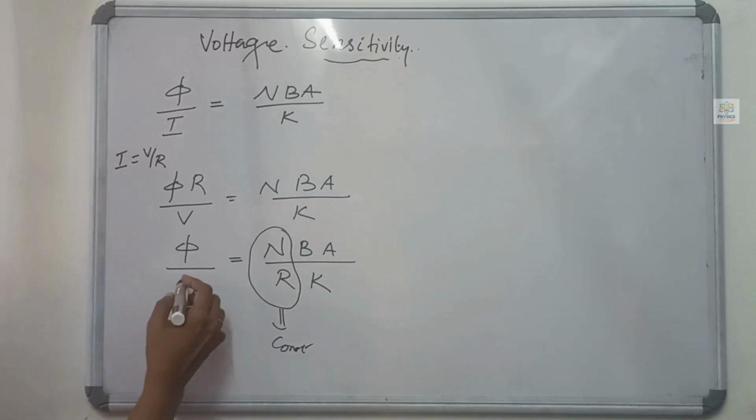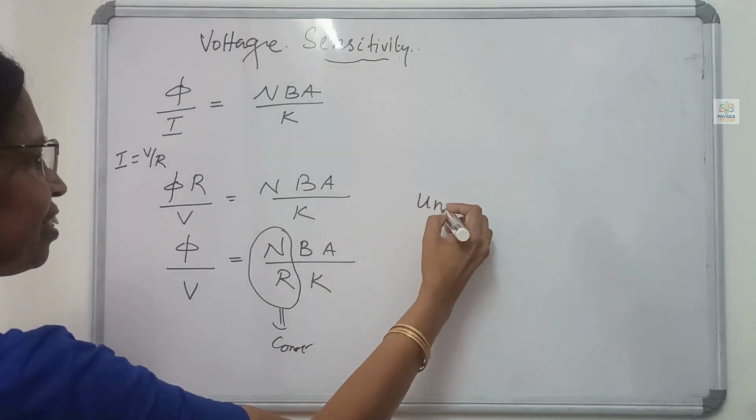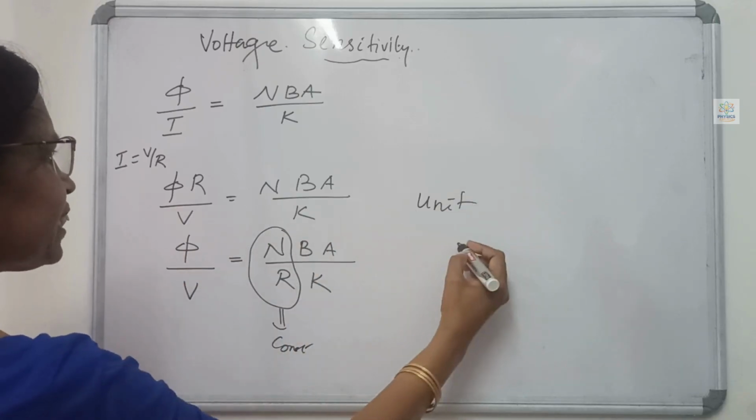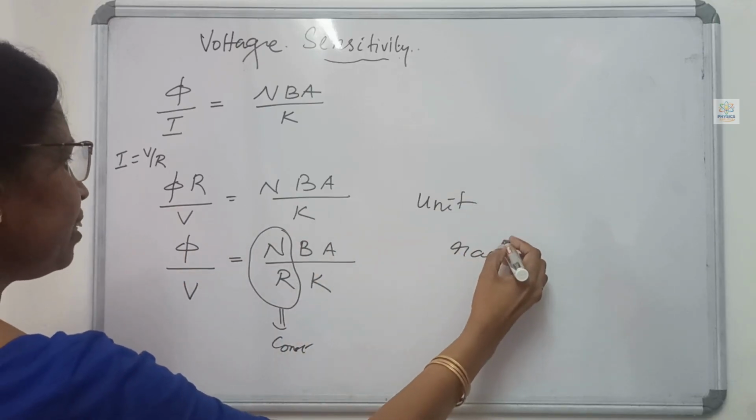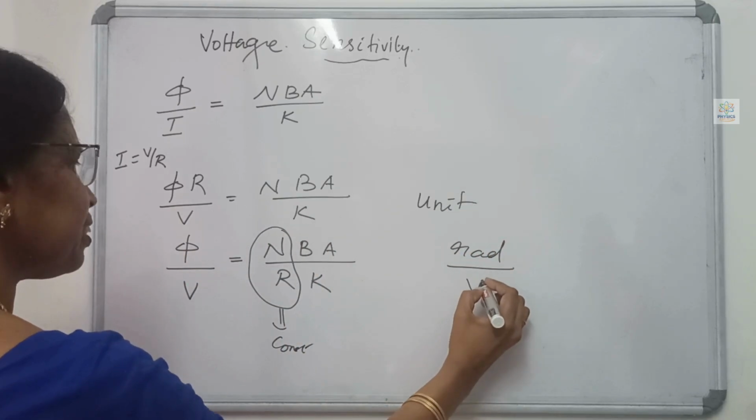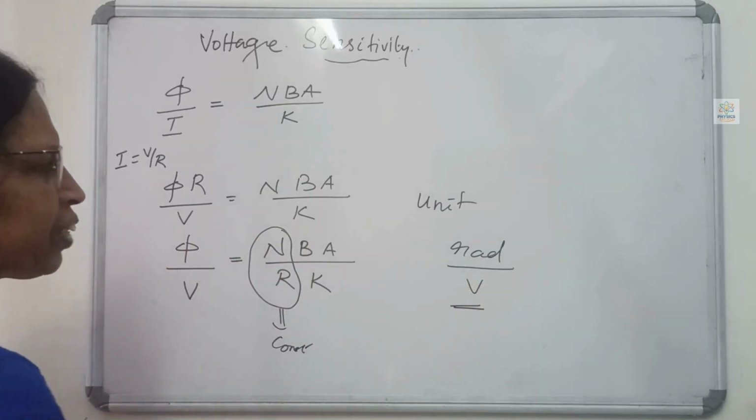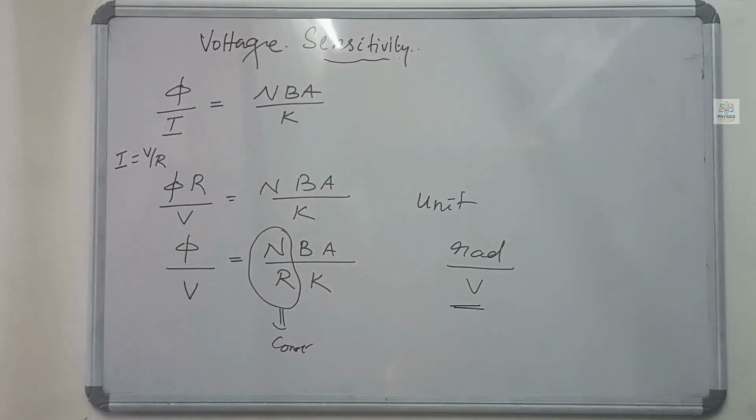So next we have to write the unit of voltage sensitivity. Deflection, the unit is radian, and voltage is represented as volt. So radian per volt is the unit of voltage sensitivity.